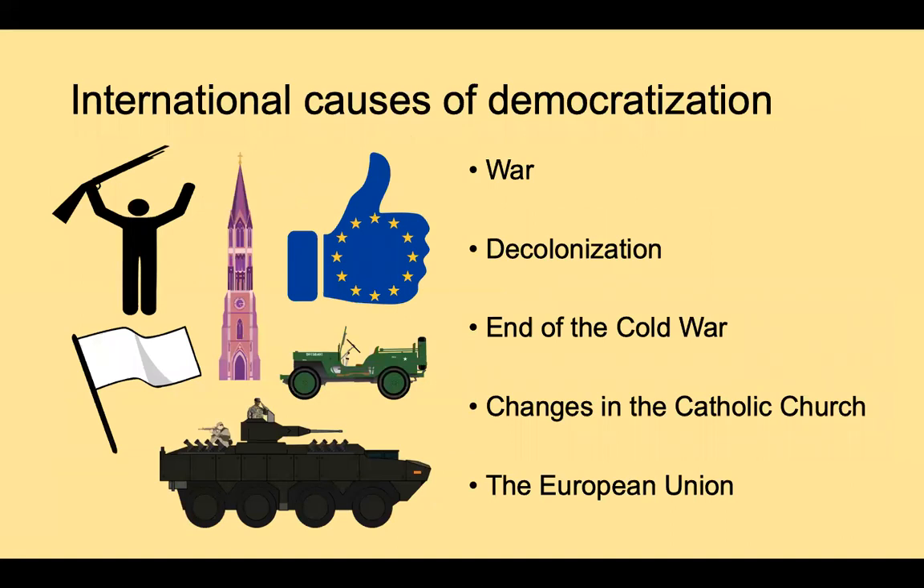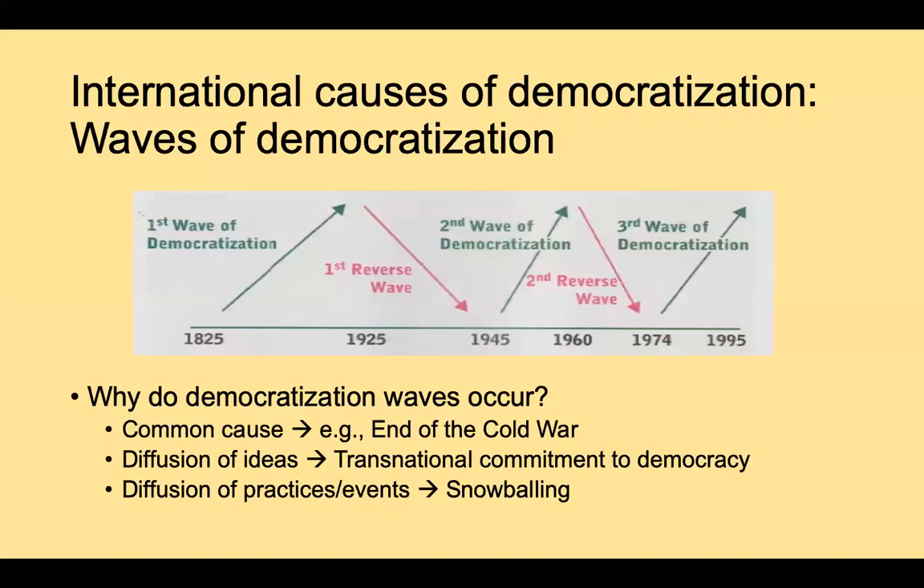There are also some international causes of democratization, and these include everything from war to decolonization, the end of the Cold War, changes in the Catholic Church, and then also the European Union and pressures exerted by the European Union on individual countries to reform their political systems in line with European standards. All of these are examples of factors that lie outside of national polities and that could influence change within those polities.